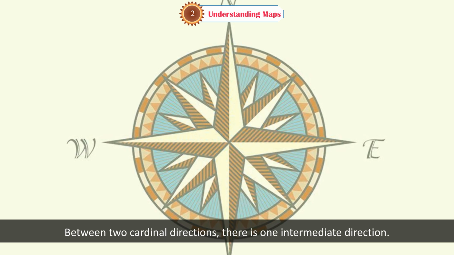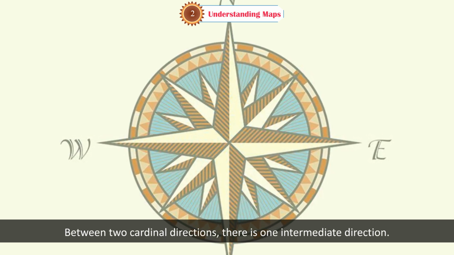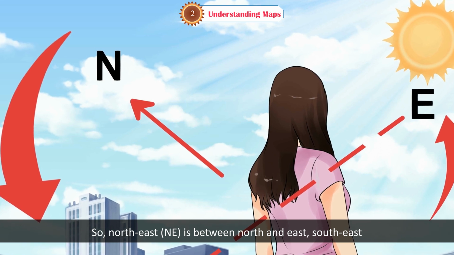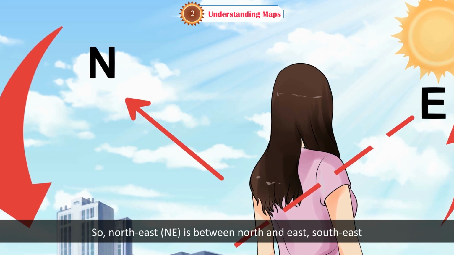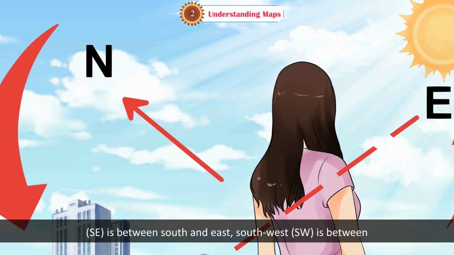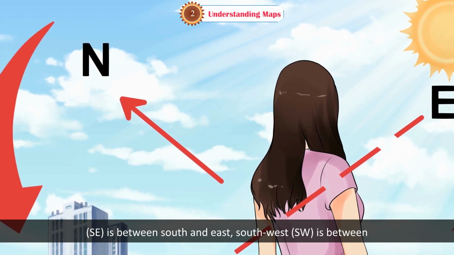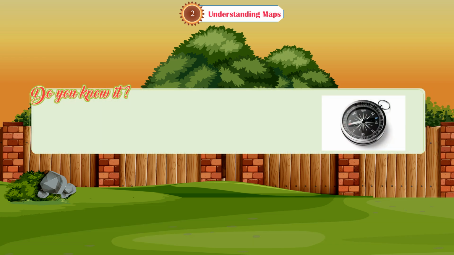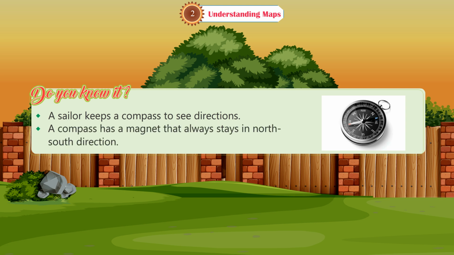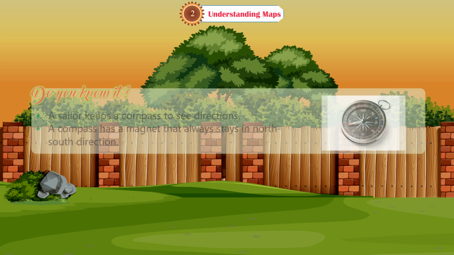Intermediate directions. Between two cardinal directions, there is one intermediate direction. So, northeast, NE, is between north and east. Southeast, SE, is between south and east. Southwest, SW, is between south and west, and northwest, NW, is between north and west. Do you know it? A sailor keeps a compass to see directions. A compass has a magnet that always stays in the north-south direction.